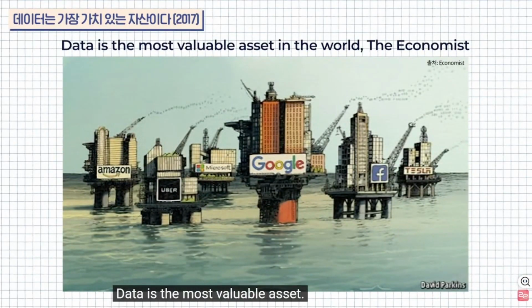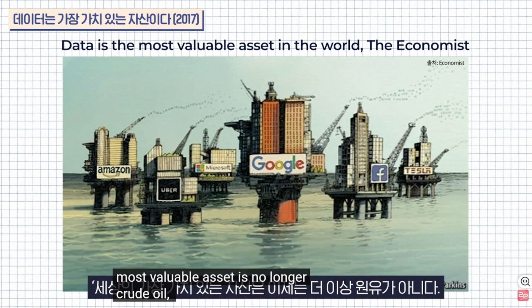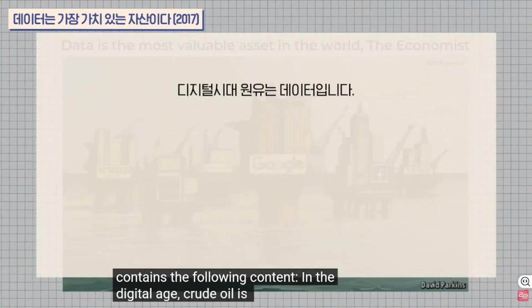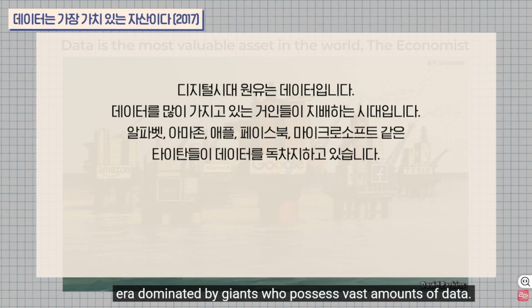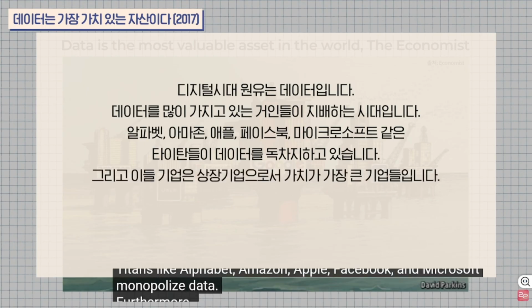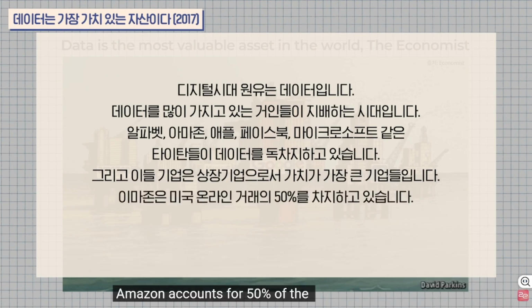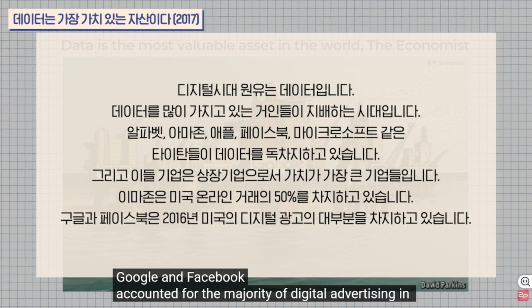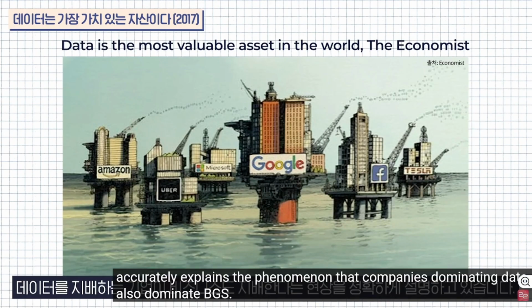데이터는 가장 가치 있는 자산이다. 2017년 이코노미스트에는 세상에 가장 가치 있는 자산은 이제 더 이상 원유가 아니다. 데이터이다라는 글이 실렸습니다. 다음과 같은 내용을 담고 있습니다. 디지털 시대 원유는 데이터입니다. 데이터를 많이 가지고 있는 거인들이 지배하는 시대입니다. 알파벳, 아마존, 애플, 페이스북, 마이크로소프트 같은 타이탄들이 데이터를 독차지하고 있습니다. 그리고 이들 기업은 상장 기업으로서 가치가 가장 큰 기업들입니다. 아마존은 미국 온라인 거래의 50%를 차지하고 있습니다. 구글과 페이스북은 2016년 미국의 디지털 광고의 대부분을 차지하고 있습니다. 데이터를 지배하는 기업이 비즈니스도 지배한다는 현상을 정확하게 설명하고 있습니다.